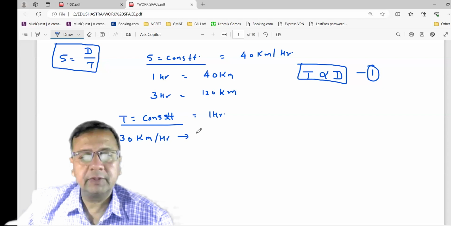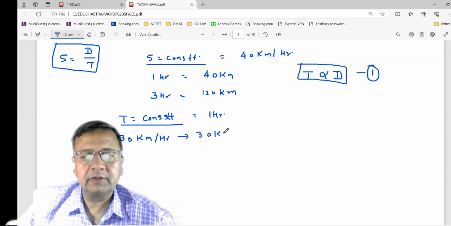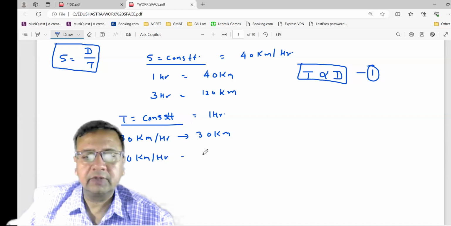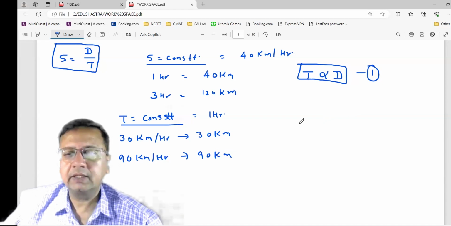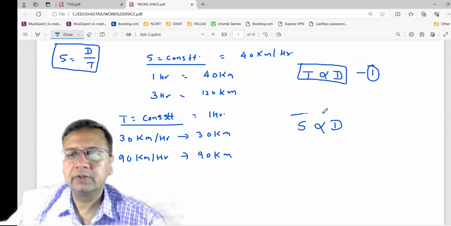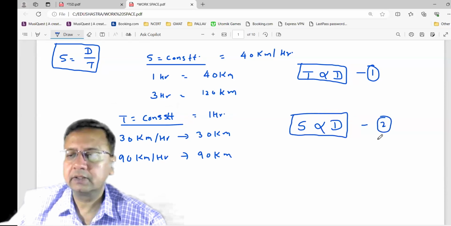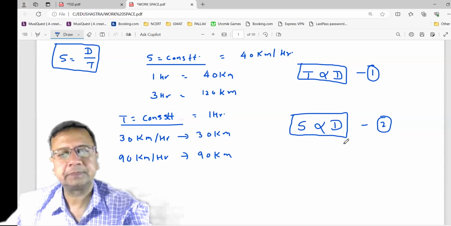And what is the distance you will be covering? 30 kilometers, right? If I say 90 kilometers per hour, what is the distance you are covering? This is 90 kilometers, right? So if time is constant, I can say speed is what? Directly proportional to distance. And this is my second relation.